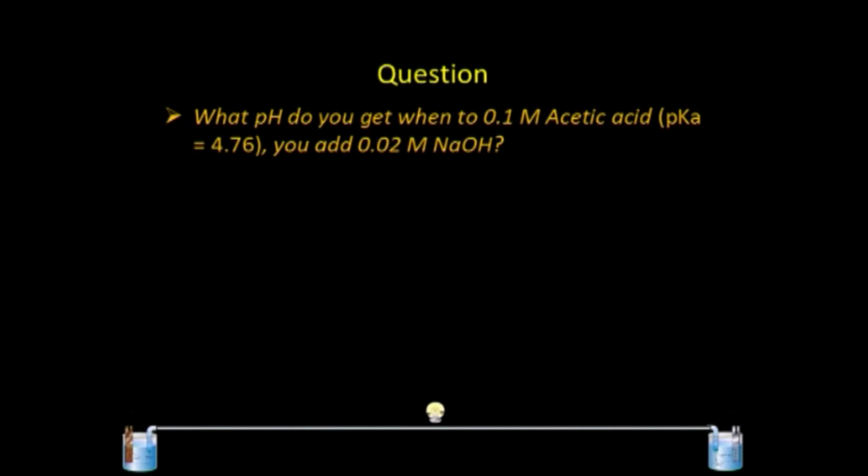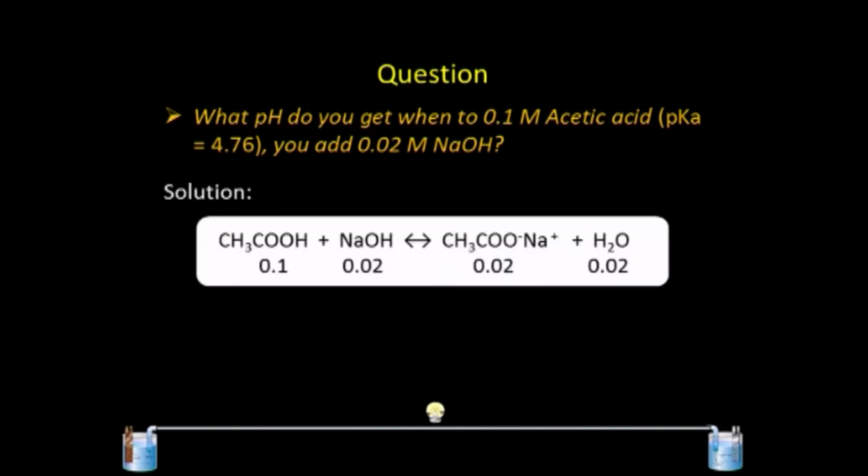To make it more clear, let us consider a question. What pH do you get when to 0.1 molar acetic acid, that is 4.76 pKa, you add 0.02 molar NaOH? The reaction is, we are taking acetic acid CH3COOH, which is reacting with NaOH to give sodium acetate and water. The initial concentration of acetic acid is given as 0.1 and we are adding NaOH with 0.02 molar concentration. Now, in this case, the sodium acetate formed will be 0.02 and again water will be formed with 0.02 molar.